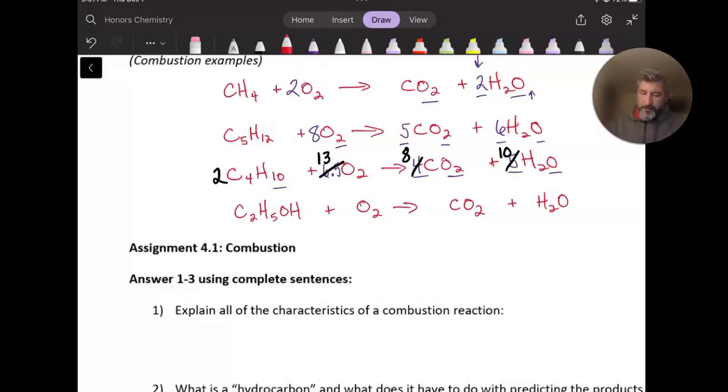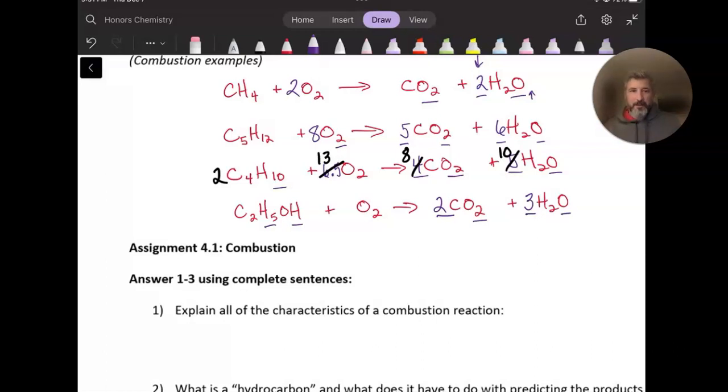So if I start with carbon, that means I'm going to put a 2 in front of CO2 to give me 2 carbons on each side. And then hydrogen, it looks like I have to remember to count up both of these. So 5 plus 1 is 6 hydrogens on the left. So I'm going to multiply this water by 3. Okay. And then my oxygens, so on the right I have 2 times 2 is 4, plus 3 times 1 is 3, and that's going to give me 7.